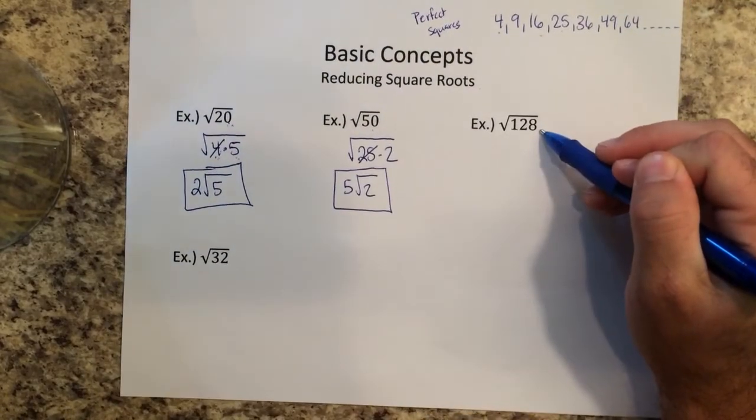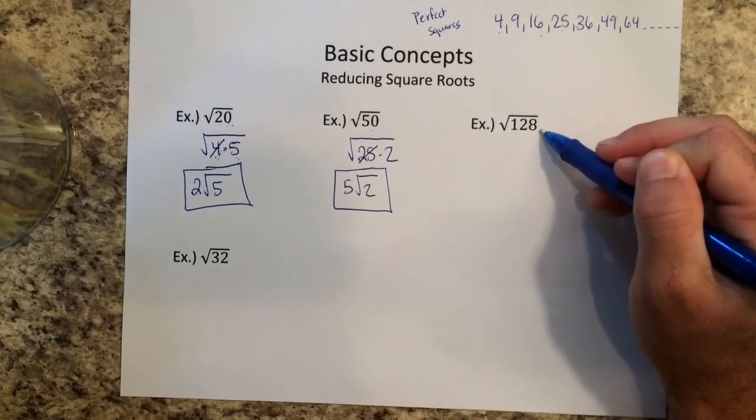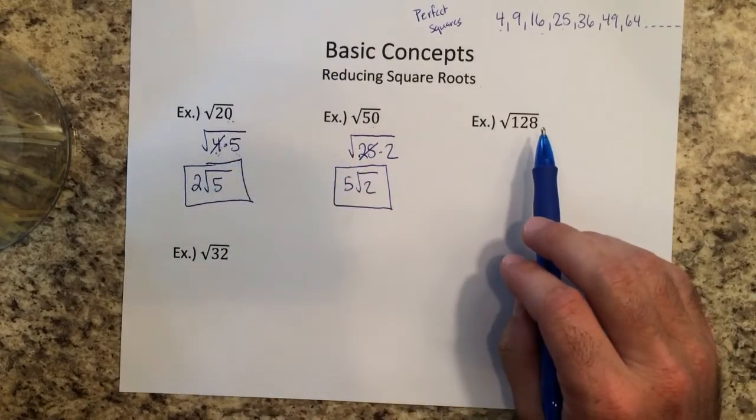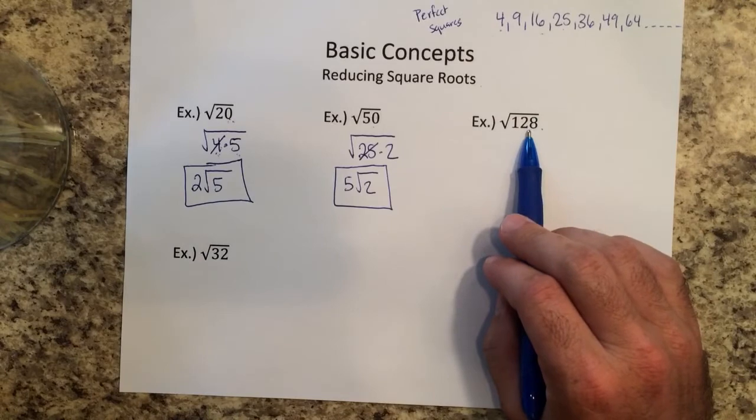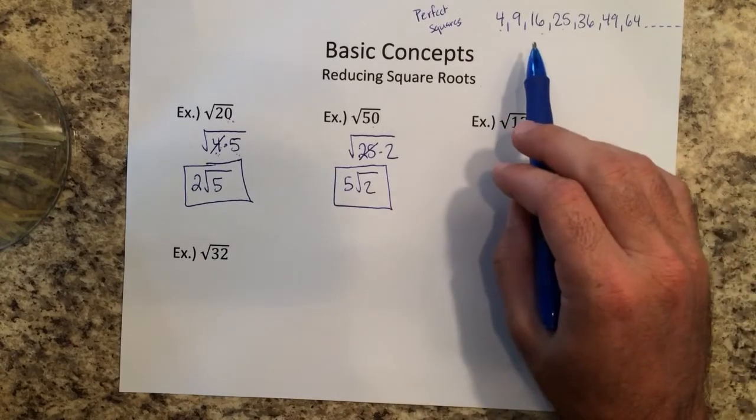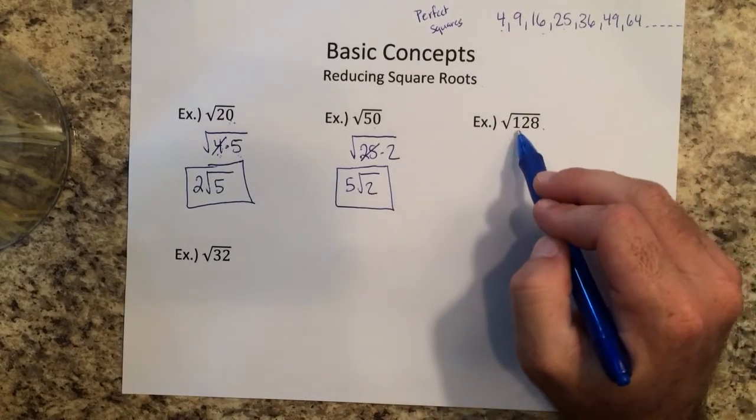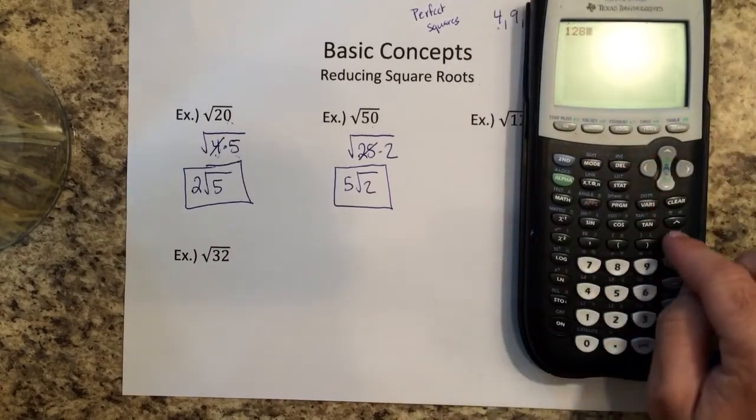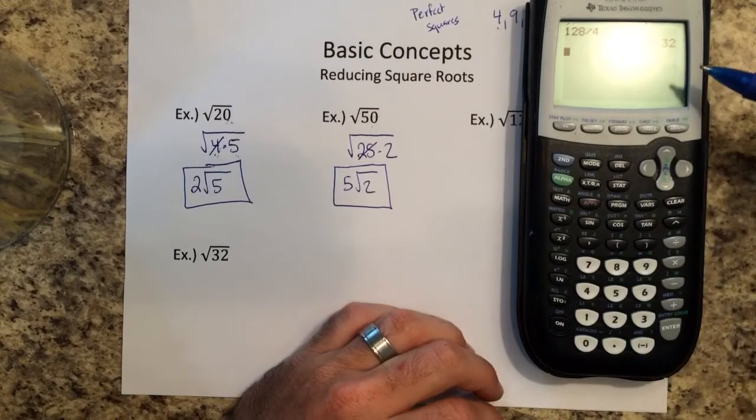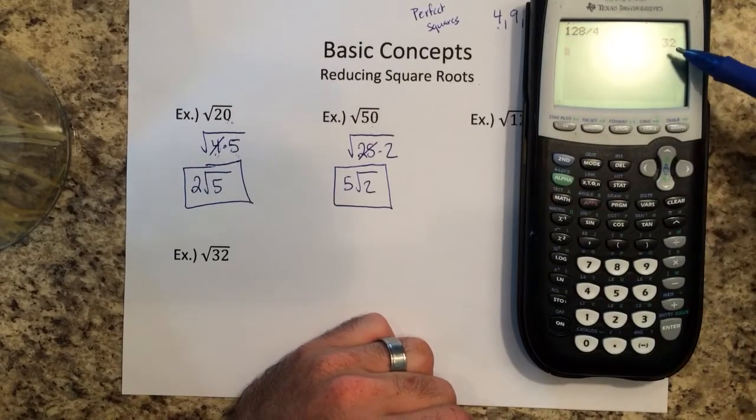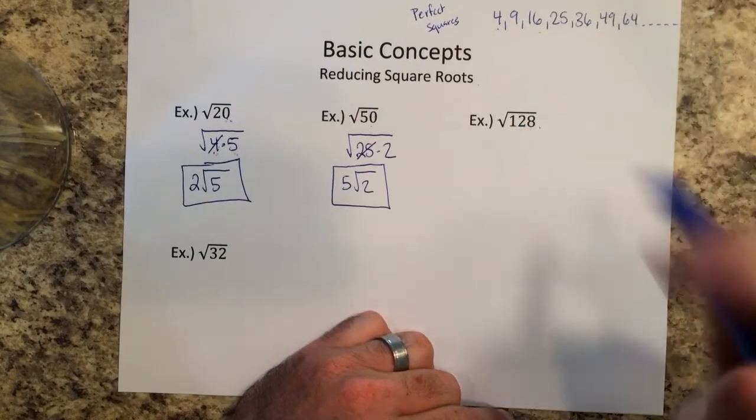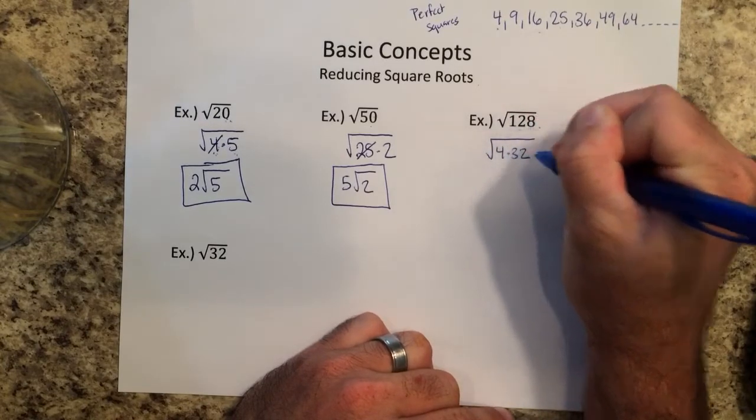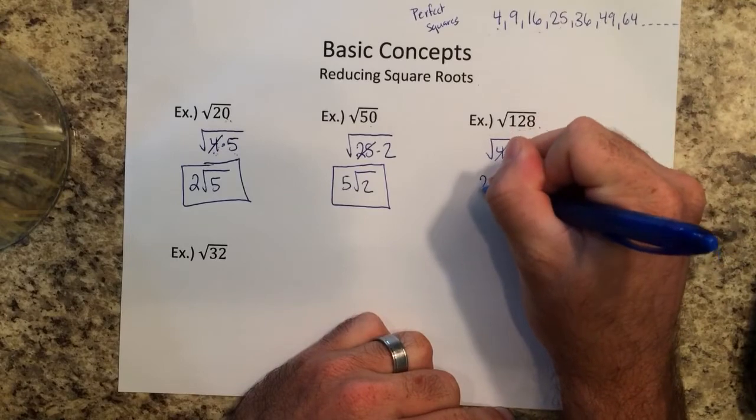Next example, we have the square root of 128. And this one's a little bit different because in the first two, we only have one perfect square that goes into it. But this one has a couple different perfect squares that can go into it. But there's no right or wrong one to use. So 128, I'm going to try 4. So I can see 4 goes into 128 32 times. So I can rewrite that as 4 times 32. Square root of 4 is 2.